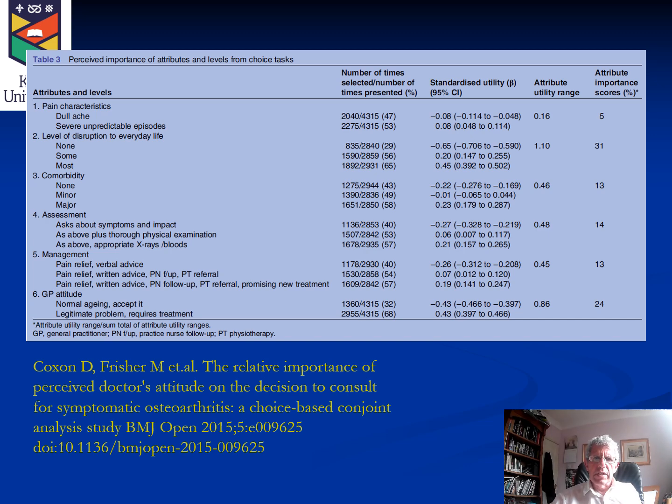Thoroughness of assessment, management options offered, comorbidity and pain characteristics were less strongly associated with the decision to consult. The conclusion of this study was that anticipating that the GP will regard joint pain as part of the normal aging process that one just has to accept is a strong disincentive to seeking help, potentially outweighing other aspects of quality of care.